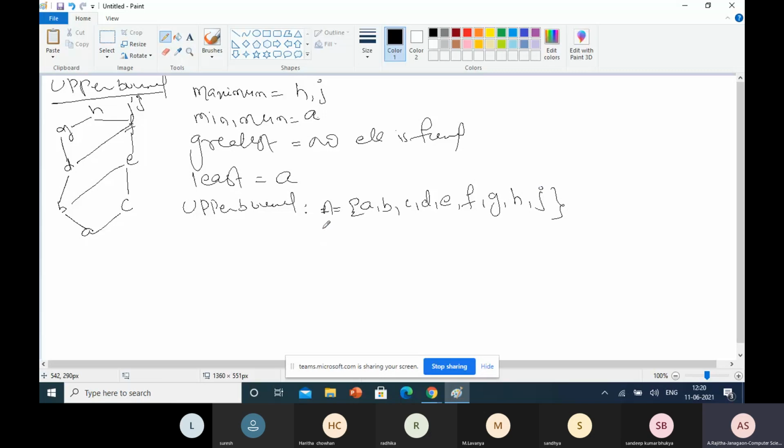The next, B, is some subset. Here I am taking the subset A, B, C, as per our wish only. Suppose you find the upper bound for B and C, or for A, you can take a subset that contains only one element. If you find the upper bound for B and C, just take B and C.